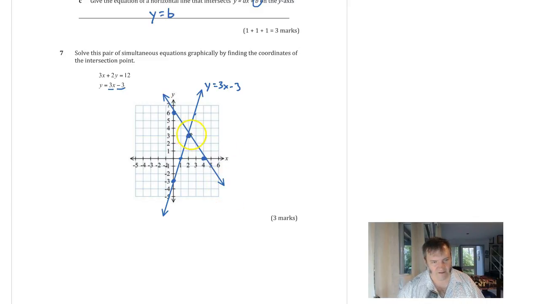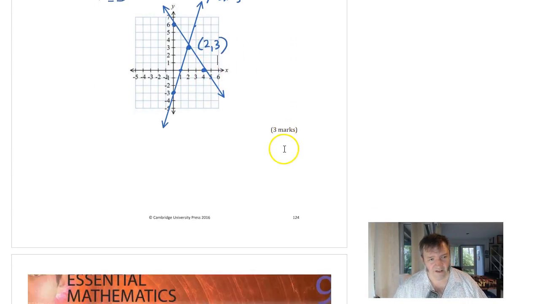But where do they intersect? It looks like they're intersecting at the point (2, 3), if I've drawn it accurately, and we can check whether that's right or not. If I stick 2 in there, I'm going to get 6, and 2 times 3 is 6, 6 and 6 is 12. And if I go 3 times 2, that's 6 minus 3 is 3, which is what the y-coordinate is. So you know you'd have it right.